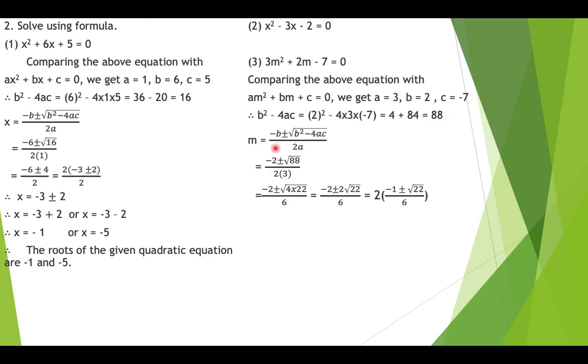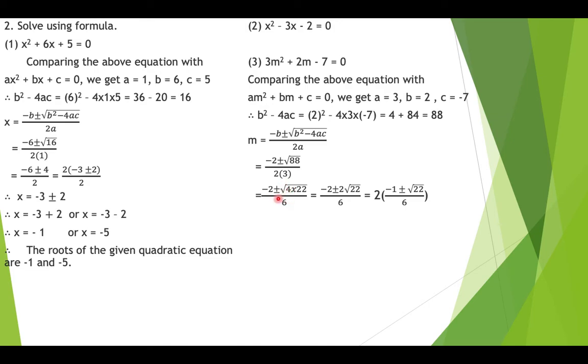So m is equal to minus b plus or minus root of b square minus 4ac upon 2a. Substitute the value of b, that is 2, and b square minus 4ac is equal to 88. We are going to get 2 into 3 over here. So we can split this 88 into 4 into 22. When you split this into 4 into 22, we are going to get minus 2 plus or minus root of 4 into 22 upon 6.